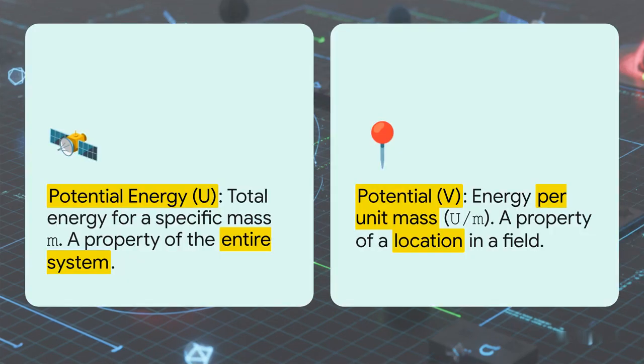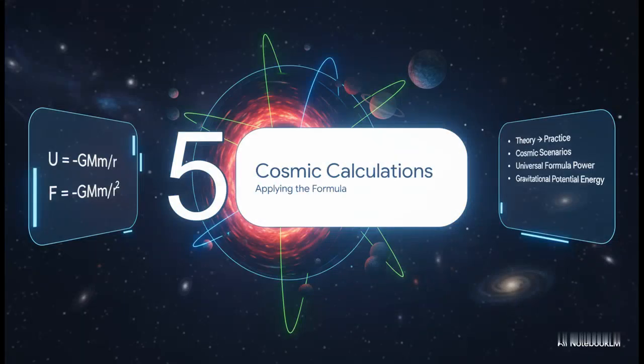So, gravitational potential energy, which we call U, is the energy tied to a specific object, like a particular satellite. It depends on the satellite's mass. It's a property of the whole system, Earth and the satellite interacting. But gravitational potential, V, is different. It's the energy per kilogram. You can think of it like a map of the gravitational field itself. It tells you how strong the gravitational slope is at any given point in space, completely independent of whatever object you might put there. All right, enough theory.